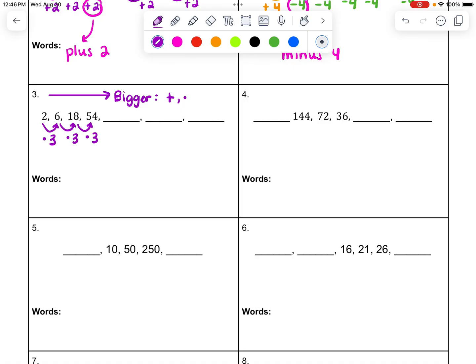If I multiply by 3 again, I get 162. Again, I get 486. And again, I get 1,458. So my pattern is multiply by 3.